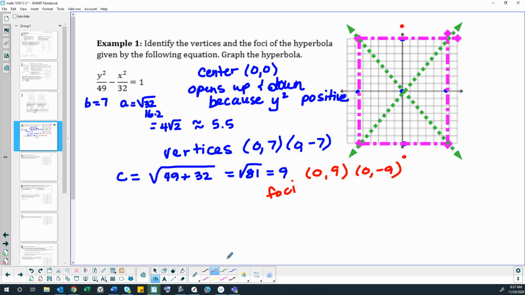And now we have everything we need to sketch in our graph following our asymptotes. I put that in the wrong place because I was going through the focus instead of through the vertex. So something like that and like this. We've graphed it, we've found the vertices, we found the foci. I think we're done with that.